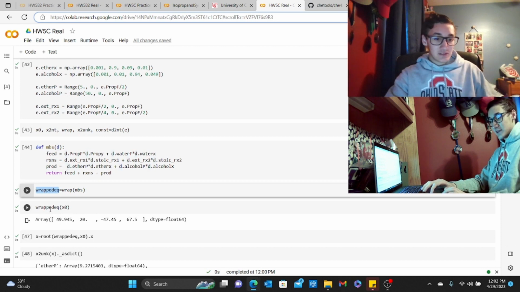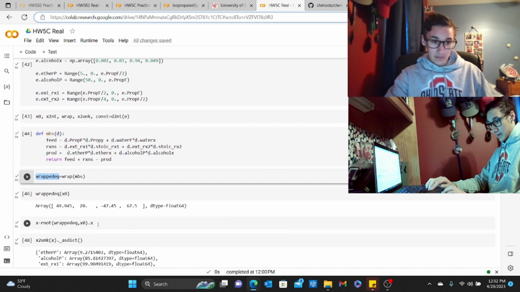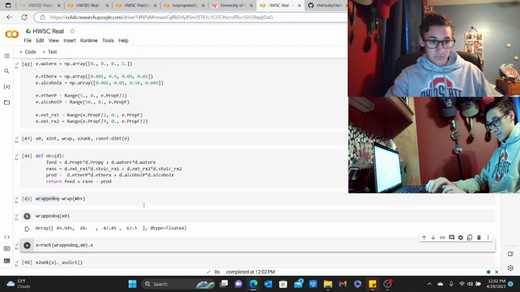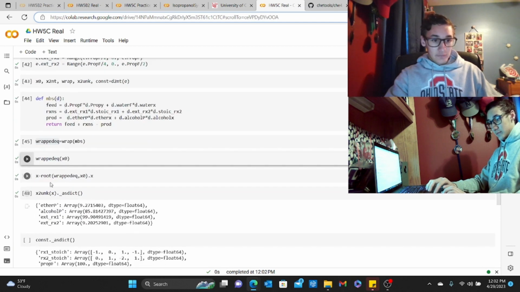And as you see here, these are the 4 values from this equation that we want to root out, which will then give us our values. And so we take the root, and it converges, and now we're going to show all of the unknowns that we have. So we know that the ether rate is 9.27, the alcohol rate is 85.81, and then these are the extents of reaction between each of these functions.